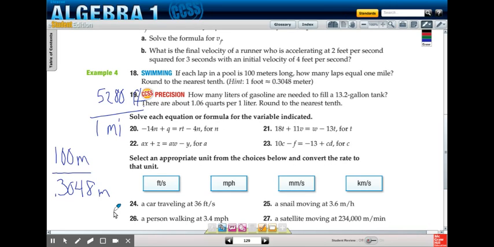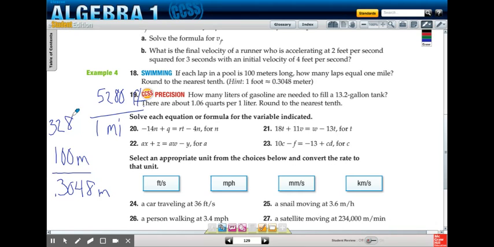And I'm dividing that by 0.3048. And what I get is pretty much 328. So that means in 100 meters, there are 328 feet. Okay? And now they want to know how many laps you would do for a mile.